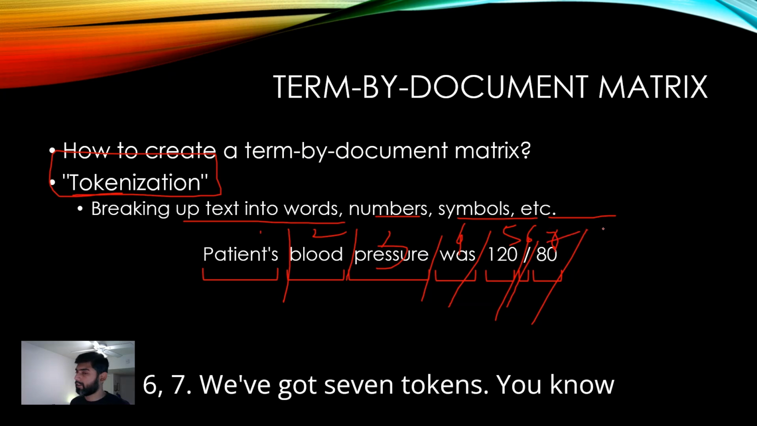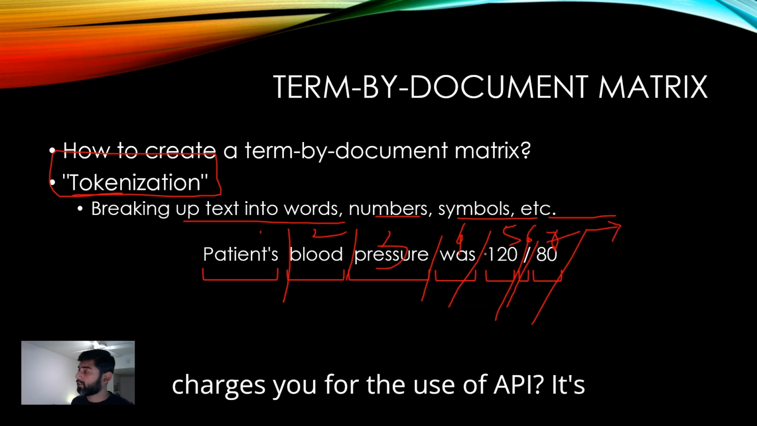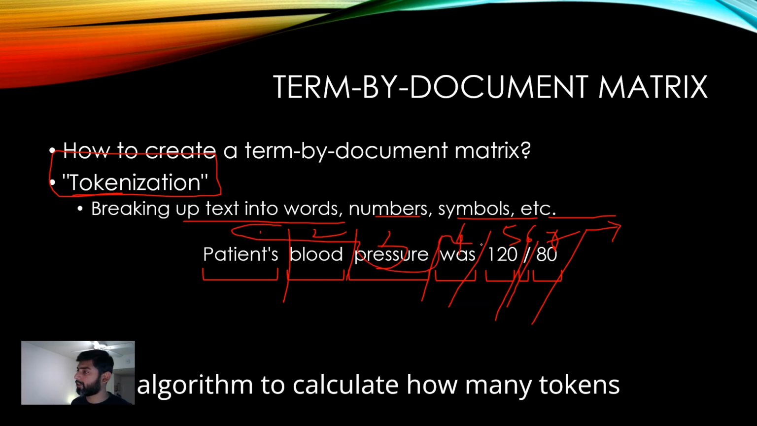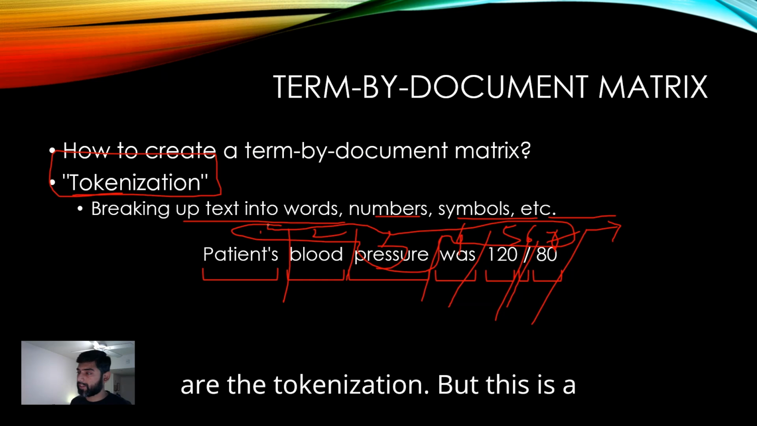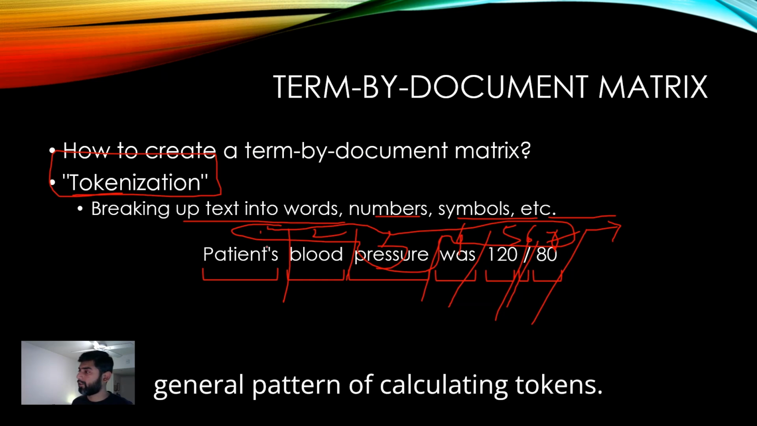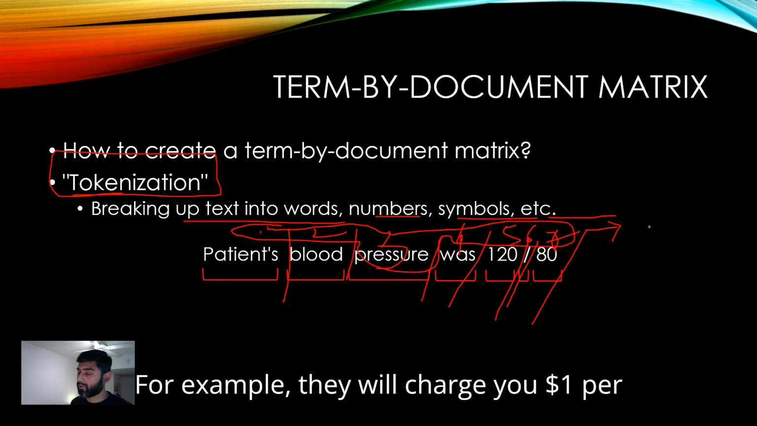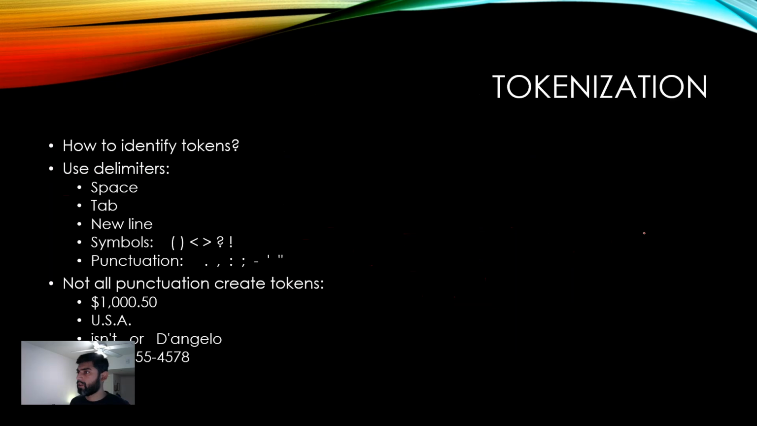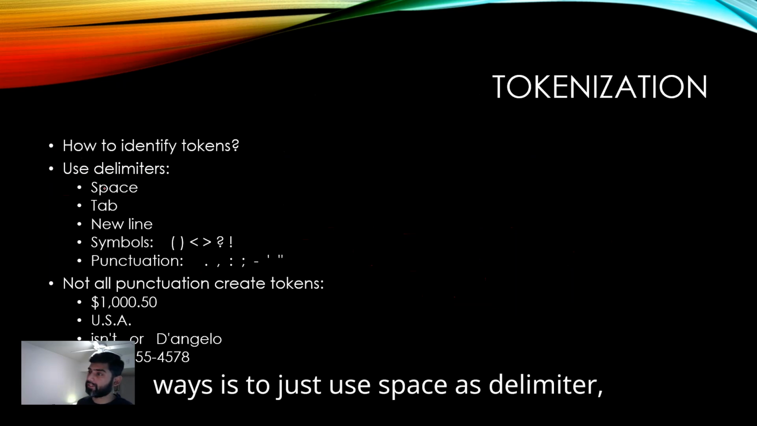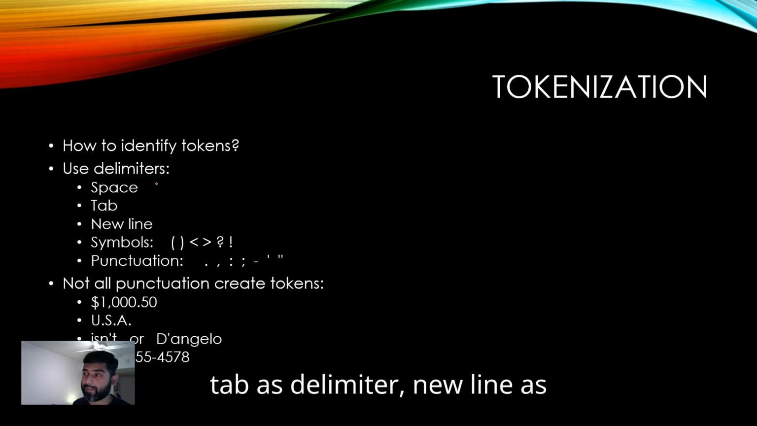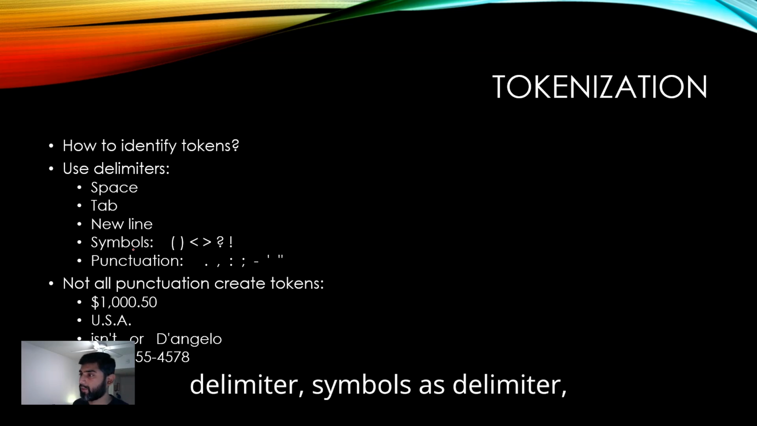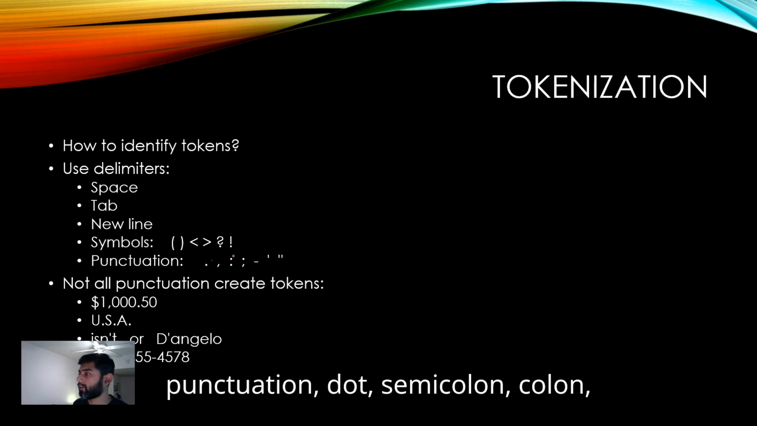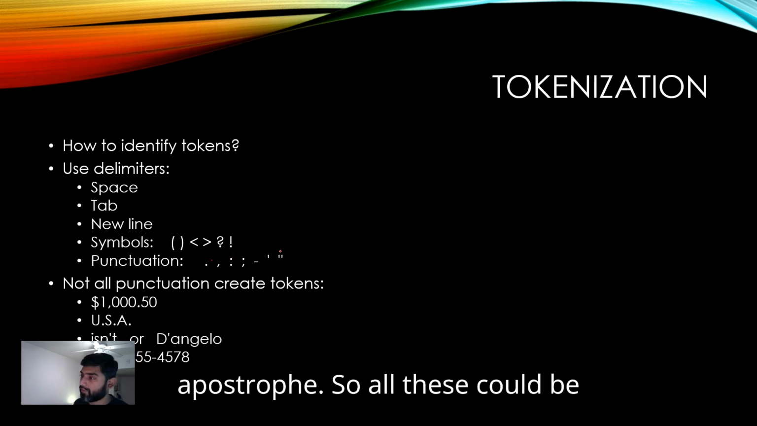We got 7 tokens. You know how ChatGPT charges you for the use of API? It's based on tokens, and tokens are very similarly calculated. They have their own algorithm to calculate how many tokens, but this is a general pattern of calculating tokens. For example, they'll charge you $1 per use of 200 tokens. How to identify tokens? One of the easy ways is to just use space as delimiter, tab as delimiter, new line as delimiter, symbols as delimiter, punctuation, dot, semicolon, colon, apostrophe.